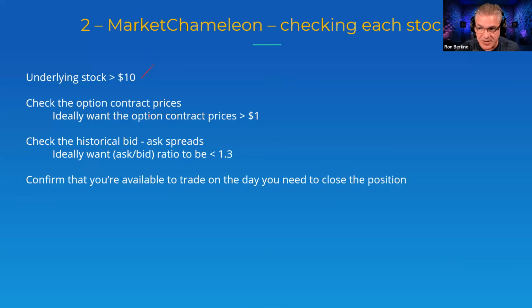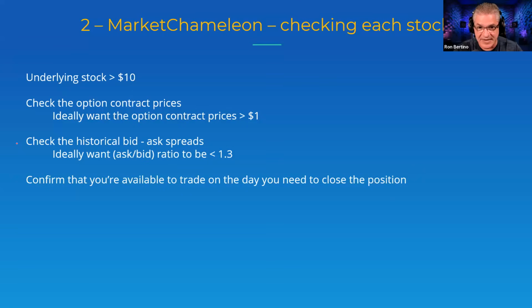Check that the option contract prices themselves are above $1. Again, I don't like options themselves being too cheap. So I want the option contracts to be at least $1 or more. And I want the underlying price to be above $10.